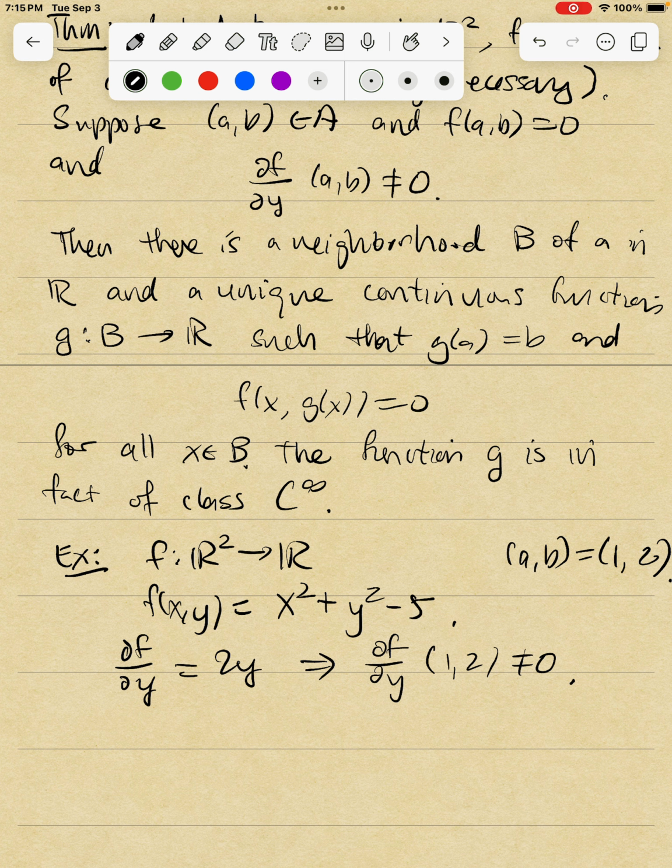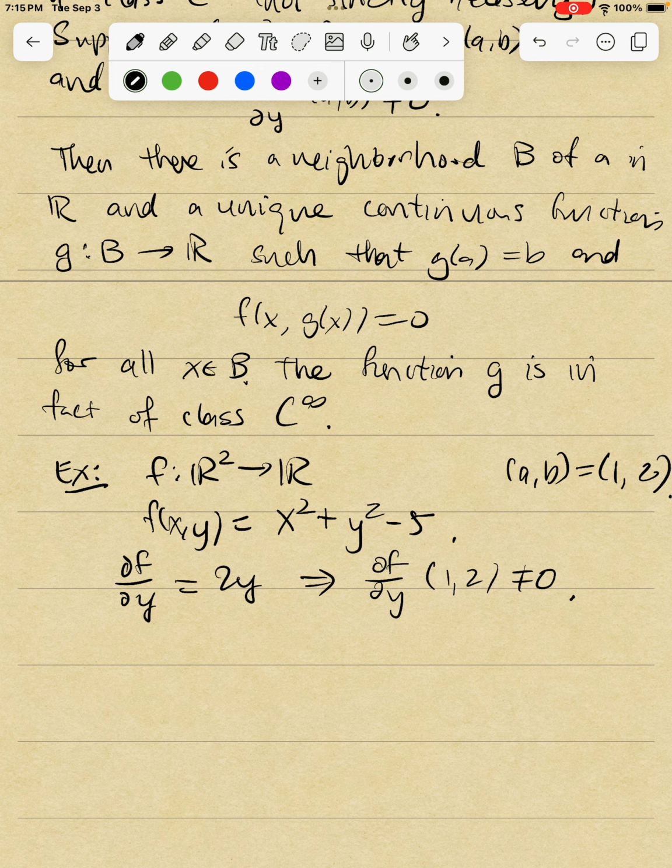So the conditions of the theorem hold, and the theorem says that there's a neighborhood B of a. Here a is 1. So what's going on is, here's a equals 1. There's a neighborhood B of a, this open interval is B, and a unique continuous function g from B into R such that g(a) equals b, so g(1) is equal to 2, and such that f(x, g(x)) is 0.